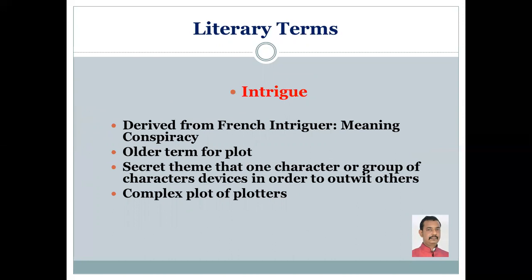The next literary term that we are going to discuss is intrigue. The word intrigue is derived from the French word intriguer. Its original meaning is plot or conspiracy. It is an older term for the plot of the play or story, for its most complicated portion. The term intrigue also refers to the secret scheme that one character or group of characters devise in order to outwit others. Most of the European comedies of the 17th century are based on complex plots about the plotters and are sometimes called comedy of intrigue.